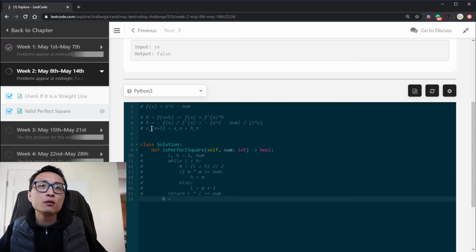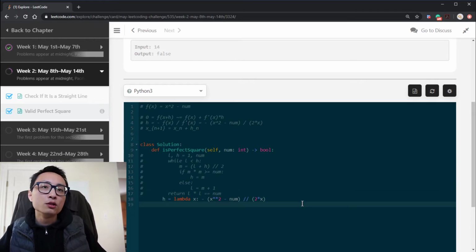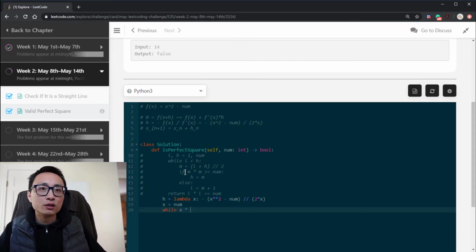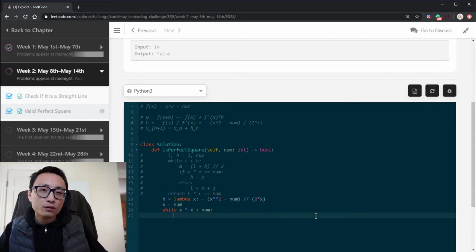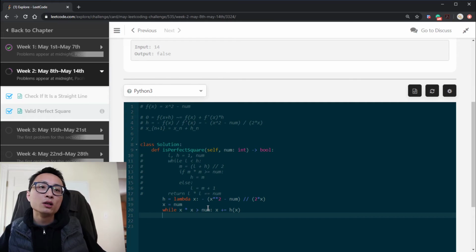So we're going to code this solution up very quickly. The h is going to be a function of x. I'm just going to copy this and paste it over. We take x to be the integer number so that we can do the same testing. The initial guess is going to be the number, the upper bound. And we do similar logic to this here. While the square is still larger than the number, we update x to be h of x. When we terminate, it could be either smaller than or equal to the number. We just want to test if it's actually equal to the number. So that's Newton's method.